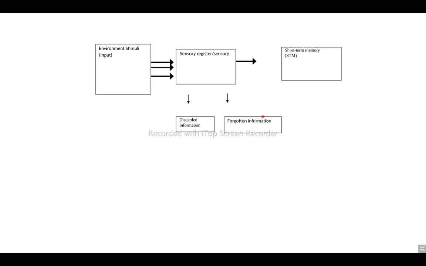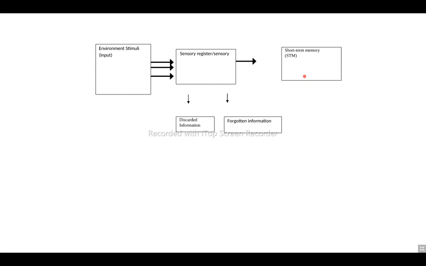So this forgotten information is supposed to be forgotten at this level of the short-term memory. This information in this diagram here, or this square here, and this arrow, okay? So this one is under here. This square here is under the sensory memory or the sensory register, where whatever does not register is discarded. But then whatever moves on to the short-term memory, some of it is forgotten. This one should be under here. Some of it is forgotten.